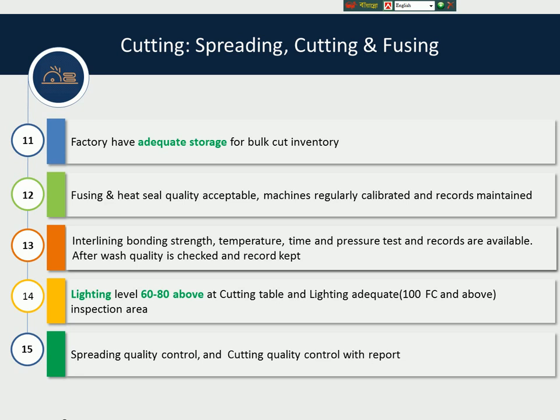Lighting level 60 to 80 foot candle and above at cutting table, and lighting adequate, 100-foot candle and above, in the inspection area. Spreading quality control and cutting quality control with report.